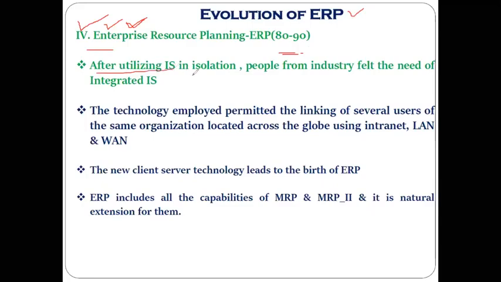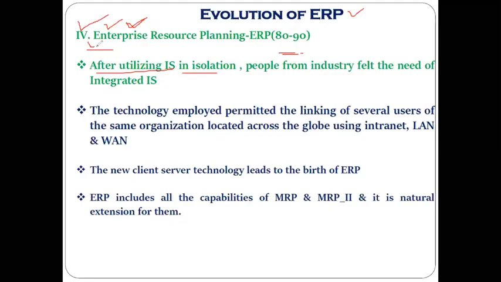So the information system was being utilized in isolation at the previous stages. Information systems were used on computers, but those systems were not integrated. Different functional departments were utilizing information systems that were not linked with each other. Different business units utilizing information systems were not integrated with each other. That drawback was handled by the final stage, enterprise resource planning, which started in 1980-90. Because you must know, in the 1980-90 period there was a huge evolution in networking systems also. There was an evolution of the internet also. All of you agree, yes or no?